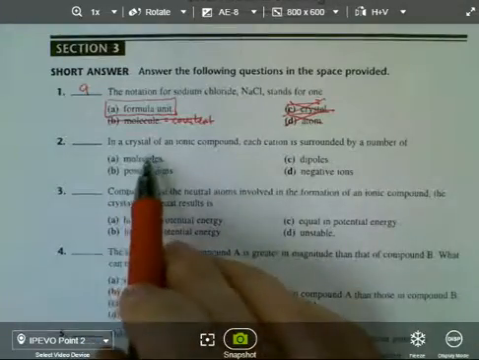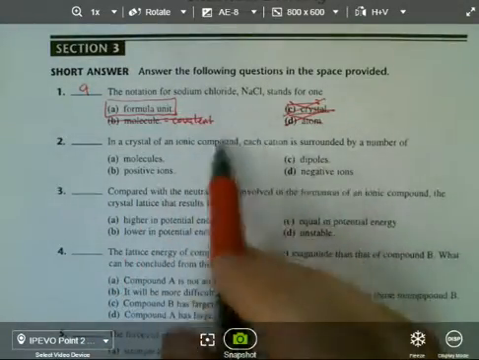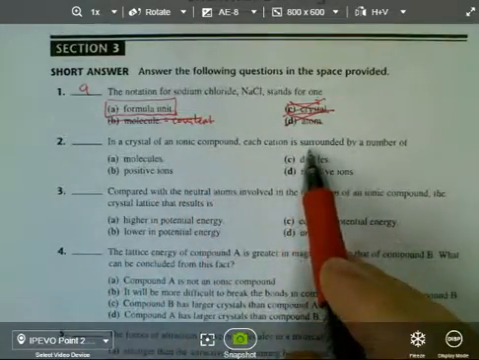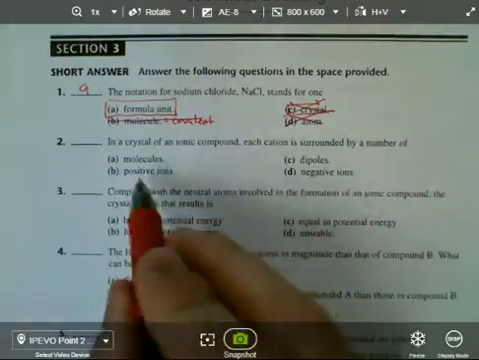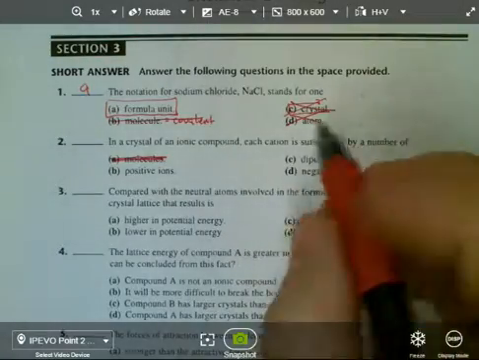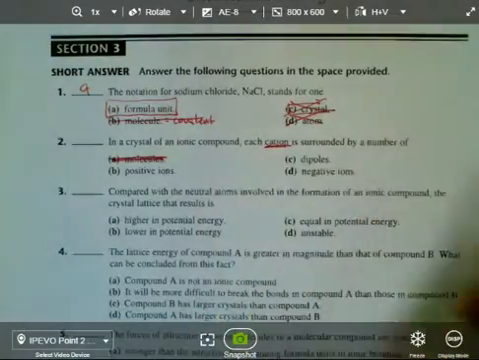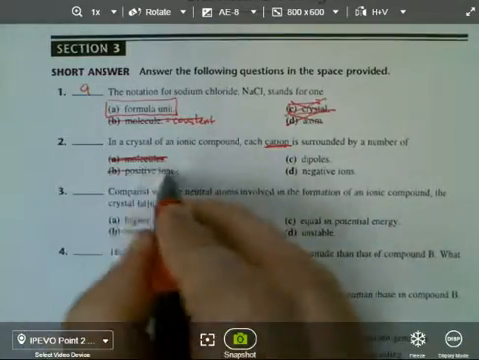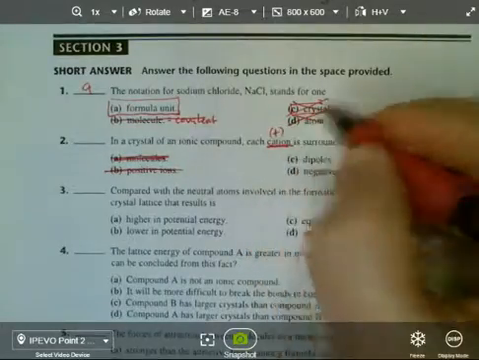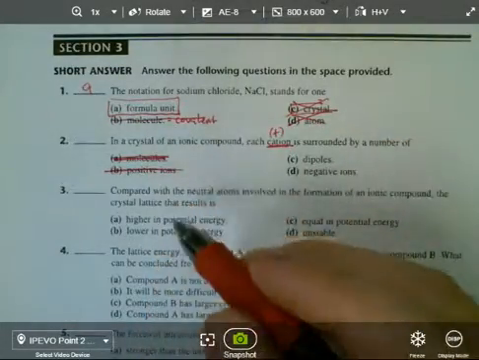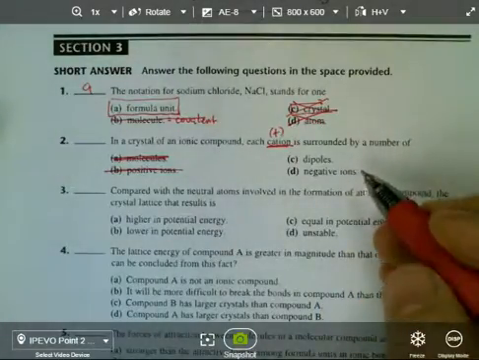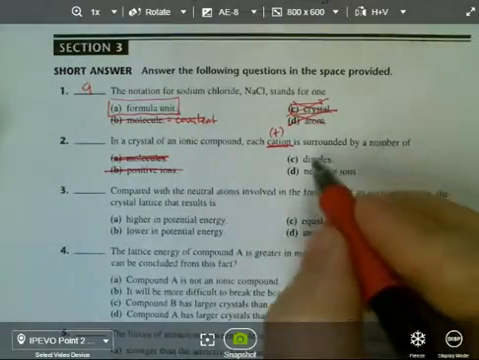Number 2, in a crystal of an ionic compound, again, you call these ionic compounds, not molecules. In a crystal of an ionic compound, each cation is surrounded by a number of molecules? No, we're talking about ionic compounds, so it's not molecules. The question says each cation is surrounded by a number of, so it can't be positive ion. The reason I know that is because cations are positively charged. If they were surrounded by positively charged ions, they would repel each other, and that crystal would just explode. It would just shatter.